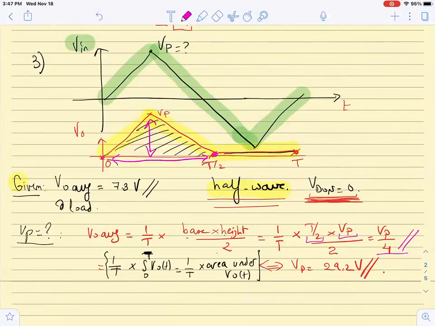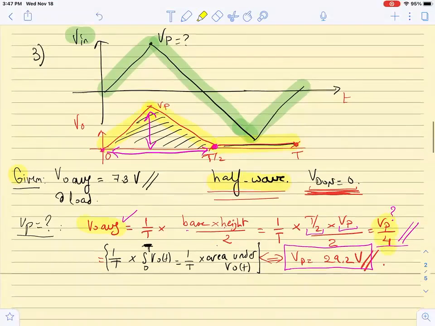and therefore knowing VO average, we can find what VP is equal to, and therefore VP comes out to be 29.2 volts. Okay, so first we figure out what's the shape of the output, then we know that the average is 1 over T times the integral of VO of T. We know how to find the integral, which is the area under the curve. And we calculate it in terms of the base and the height. And therefore, we can find VO average as a function of VP, and derive VP from it. Okay, great.